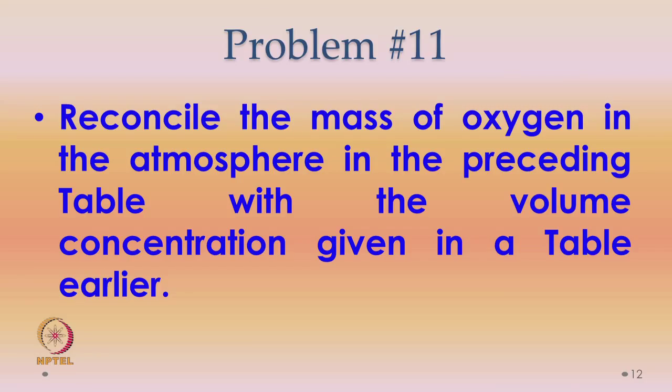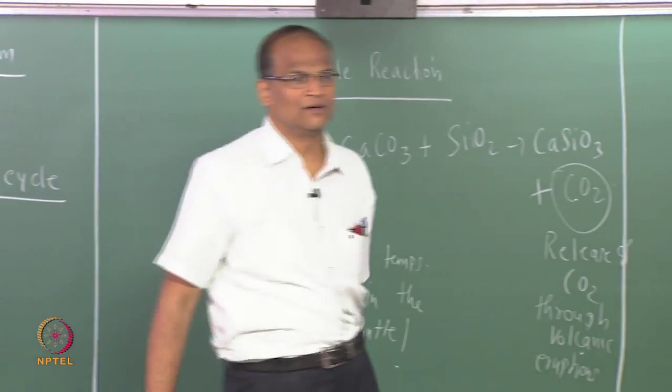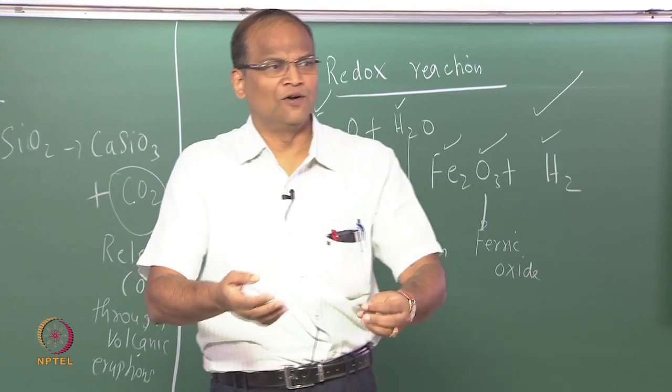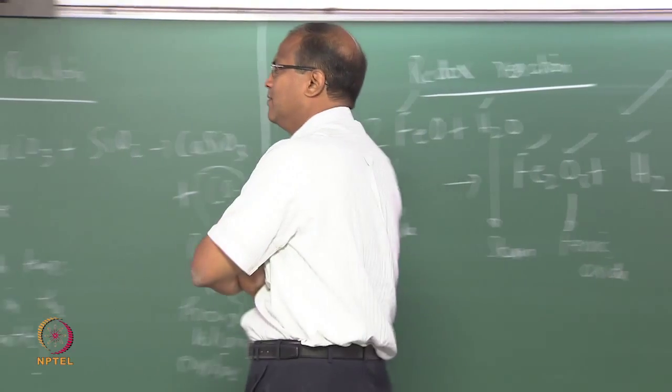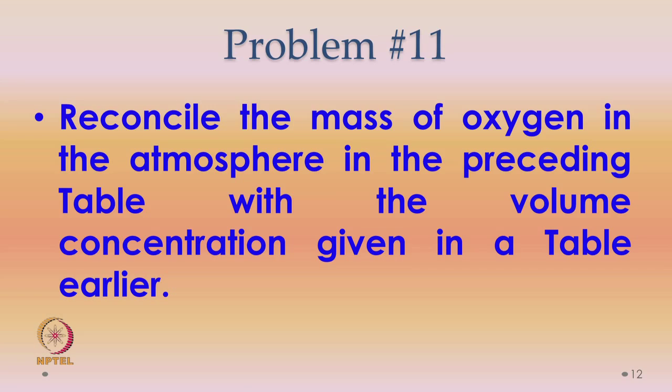Problem number 11, please take this problem down. Reconcile the mass of oxygen in the atmosphere in the preceding table with the volume concentration given in a table earlier. Quiz questions will also be like this. If I do not have the table, I have no answer to that. It is an open notes exam, so you need to have all the tables. Copy down: reconcile the mass of oxygen in the atmosphere in the preceding table with the volume concentration given in a table earlier.